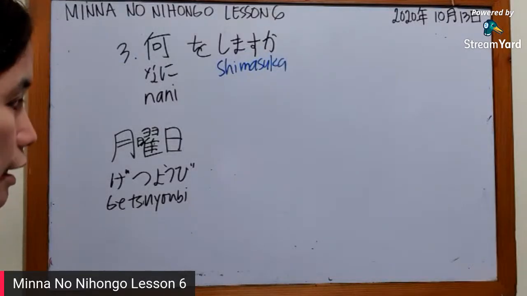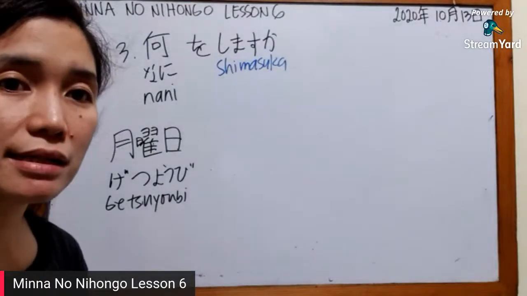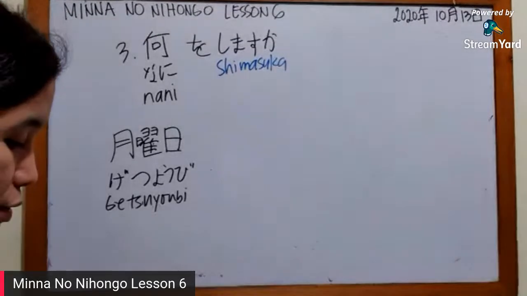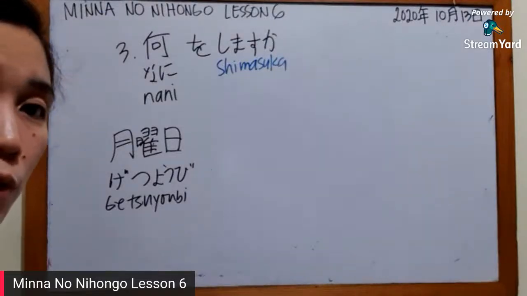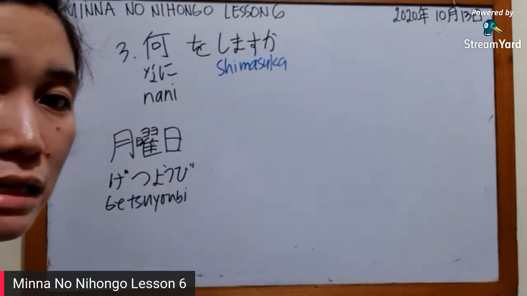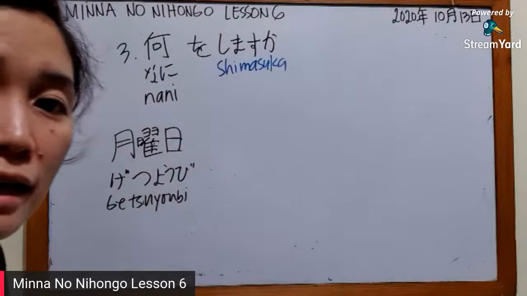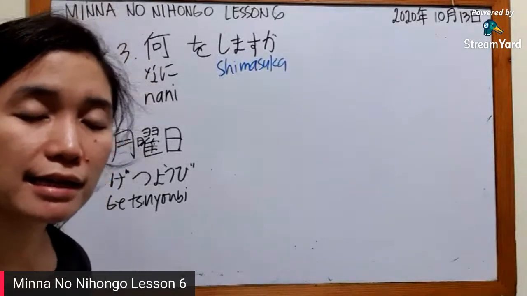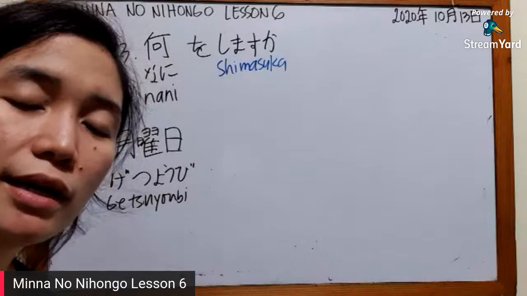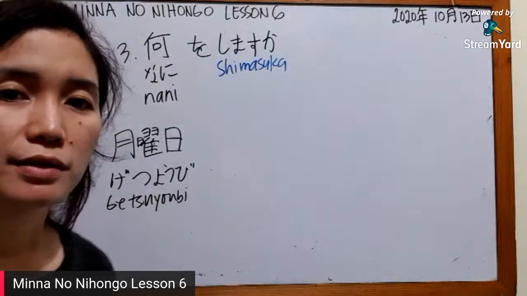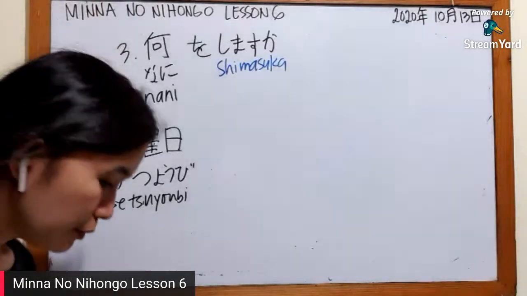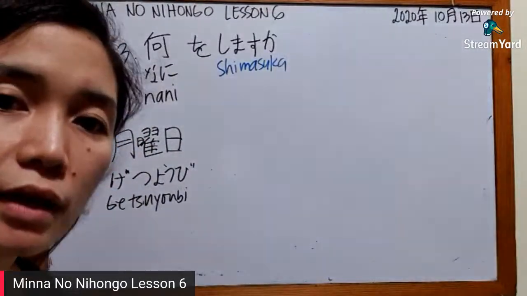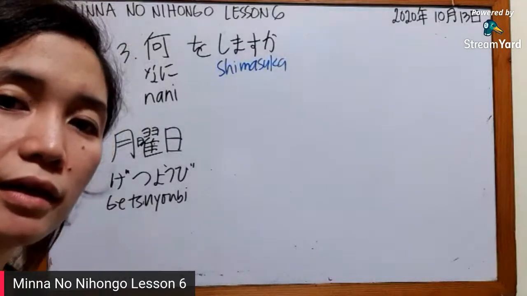For example, Manira e ikimasu. Ikimasu is the verb for to go. So, I will go to Manila. Manila is in the Philippines. Grace-san said she will study on Monday. So it will be Getsuyobi benkyo shimasu, or just benkyo shimasu. Nihongo benkyo shimasu.